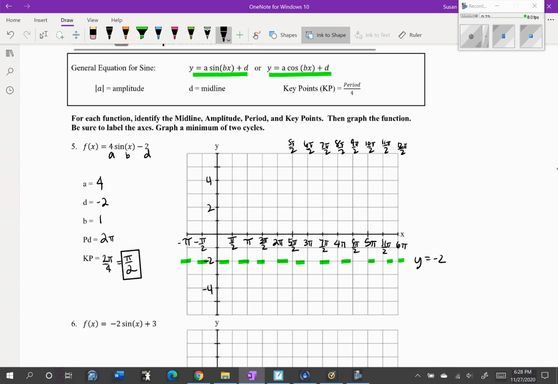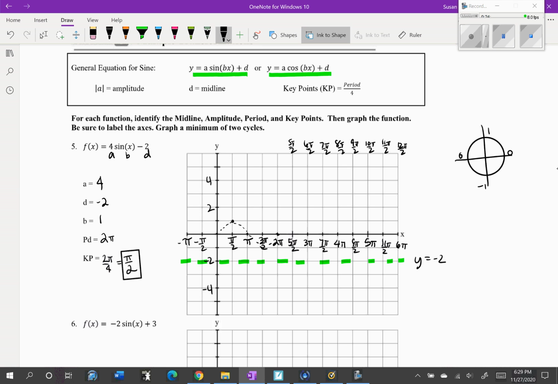So again, if you think about your unit circle, our sine graph starts at 0, 1, 0, -1, 0. So 0, 1, 0, -1, 0. So this is my parent graph. So what are we doing to our parent graph? We're moving it down 2, so down to this midline, and then we're changing the amplitude by 4.